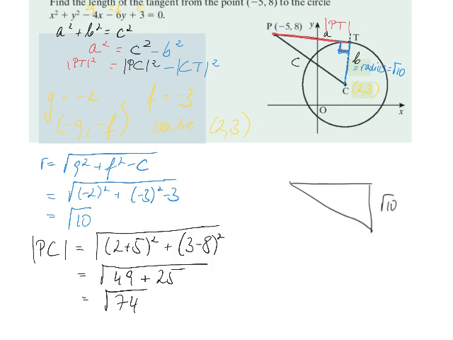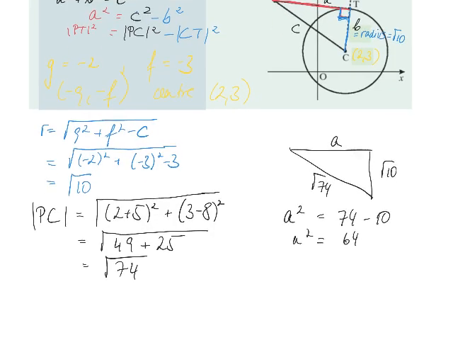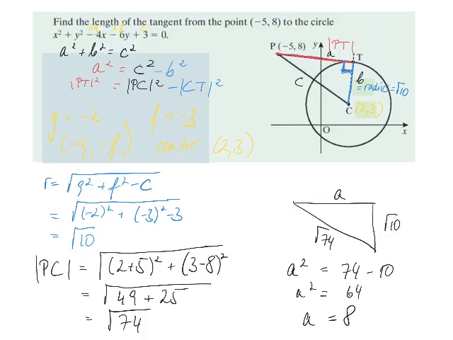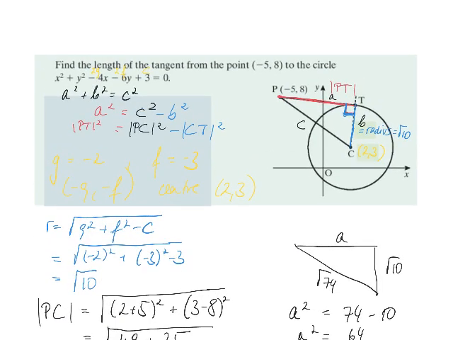So we now have our right-angled triangle. We know this is root 10, and we know that this is root 74. So a square is c square, which is root 74 all squared, 74, minus root 10 squared, 10. So a square equals 64. Then we take the root, and a equals 8. So the distance, this red distance here, is 8.